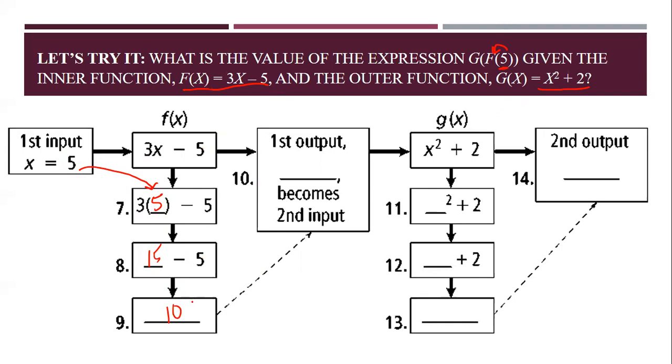So the answer that I got from here is what I'm gonna plug into the second equation. So I'm gonna plug 10 into G. So where X is, it now becomes a 10. So we have 10 squared. What's 10 times 10? And 100 plus 2 is, the final output is your answer. So our answer would be 102. Okay, so it's like a puzzle, a connection, a train. One thing leads to another. Okay. All right, are we ready to try it?